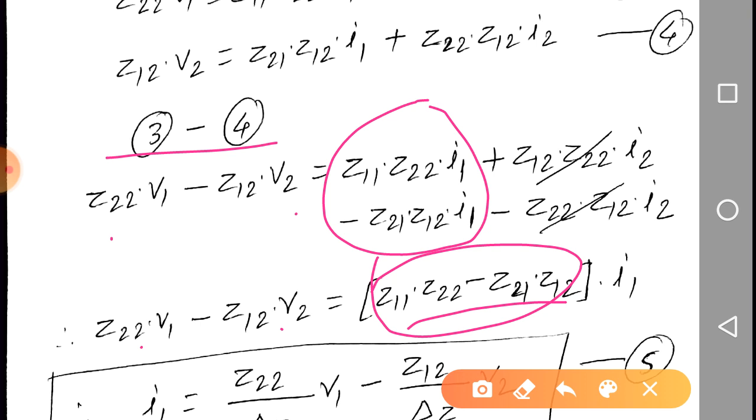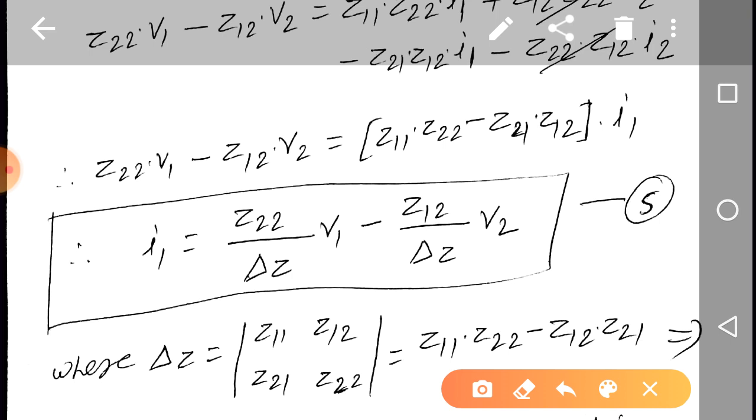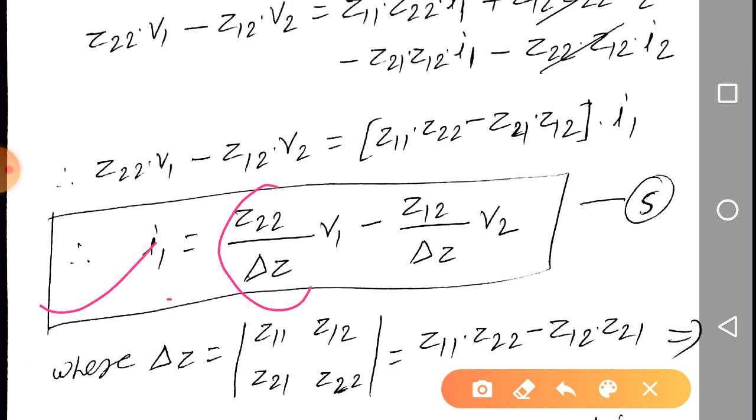So we can represent it with delta z, and can we shift this delta z to the left-hand side? So it will be z22 by delta z into v1 minus z12 by delta z into v2 is equal to i1. So we will get the expression for i1 in terms of v1 and v2. So i1 is equal to y11 v1 plus y12 v2, so can we say y11 is equal to z22 by delta z in terms of z parameters. It is a conversion of z parameter to y parameter. Are you getting the point?